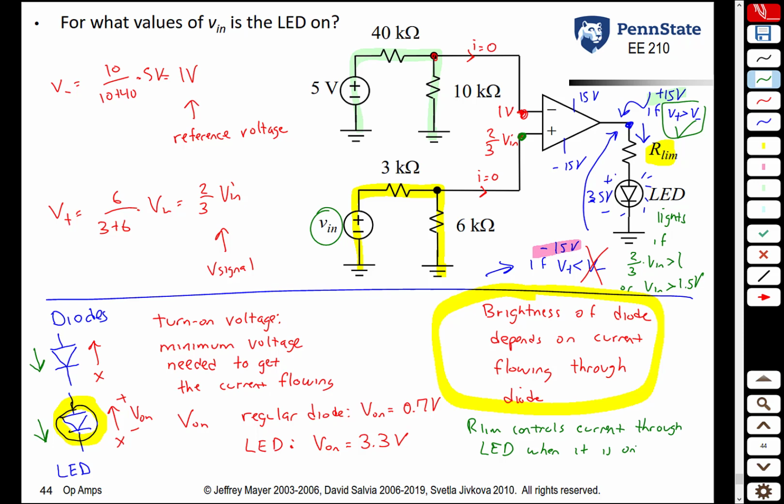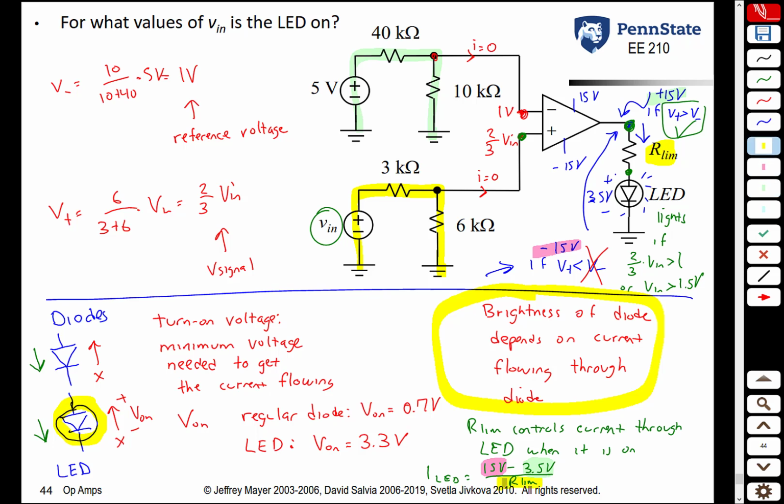We know that when the LED is on, you have 15 volts here and you have 3.5 volts here. ILED is what? It's 15 volts minus 3.5 volts, that is our turn-on voltage, divided by R limb. So in other words, the current through the LED is a function of the saturation voltage of the op-amp, it's a function of the turn-on voltage of the diode, and it's a function of the resistor R limb.